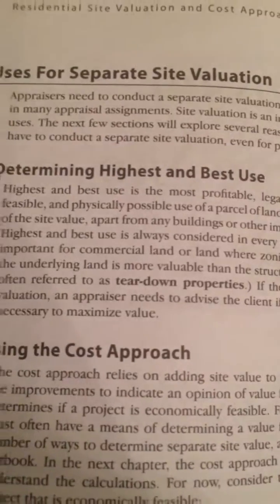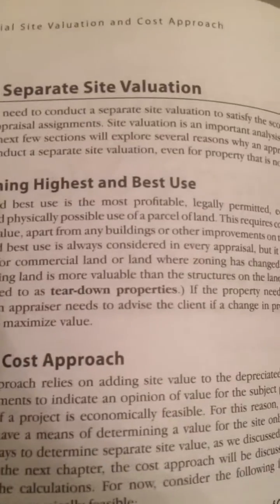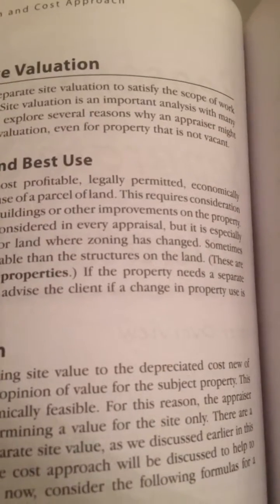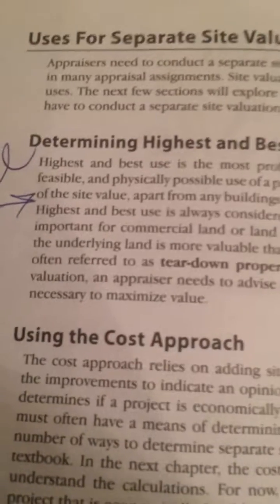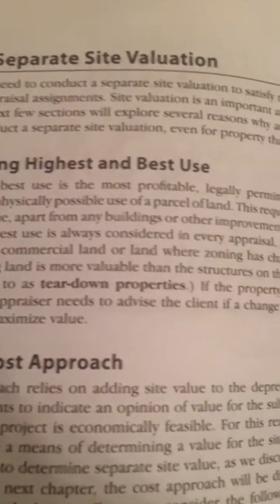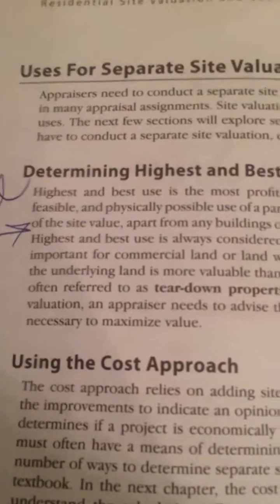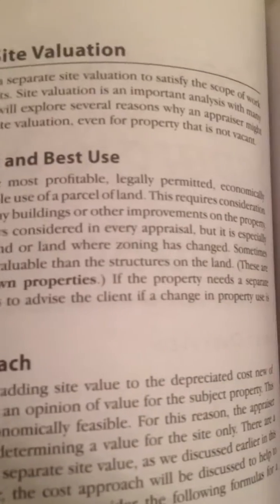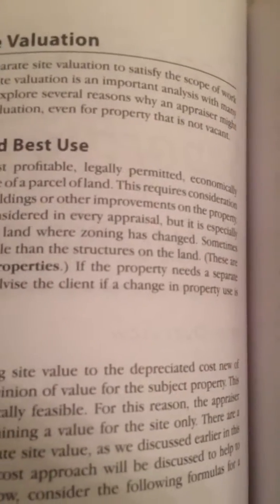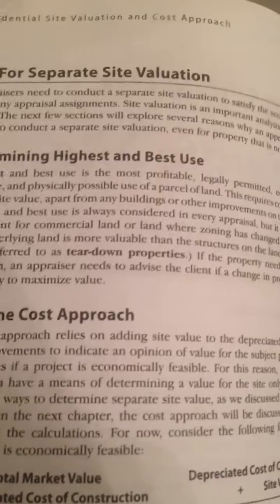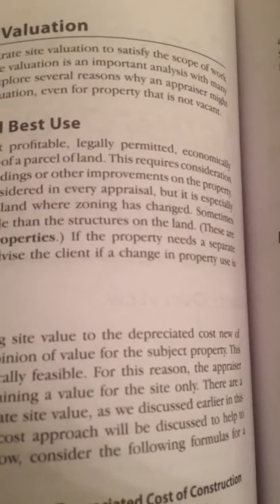Extra note, be careful. Determining highest and best use. Highest and best use is the most profitable, legally permitted, economically feasible, and physically possible use of a parcel of land. This requires consideration of the site value. Apart from any buildings or other improvements on the property, highest and best use is always considered in every appraisal. But it is especially important for commercial land or land where zoning has changed.